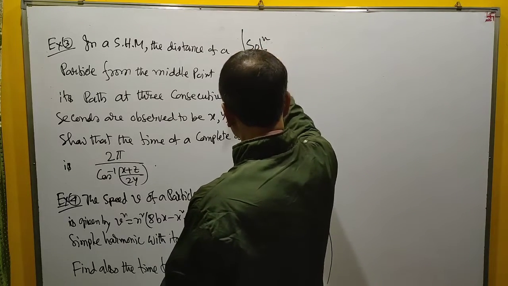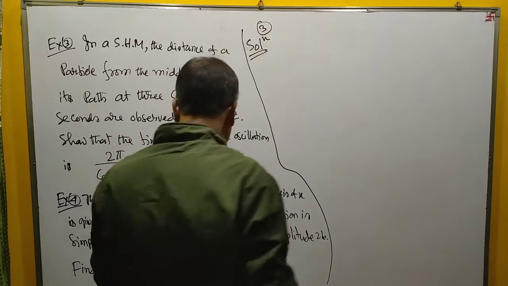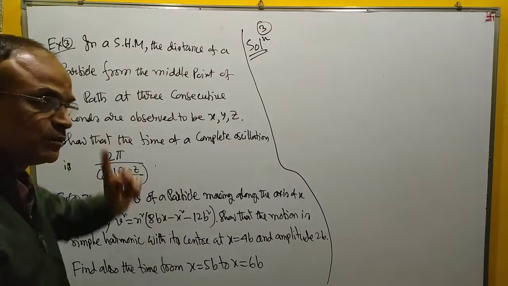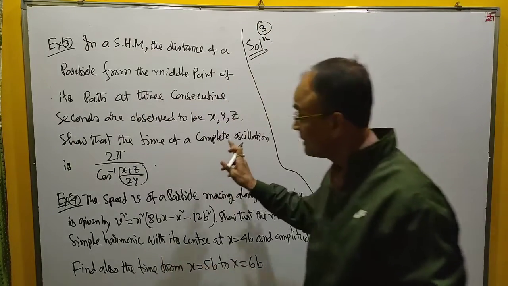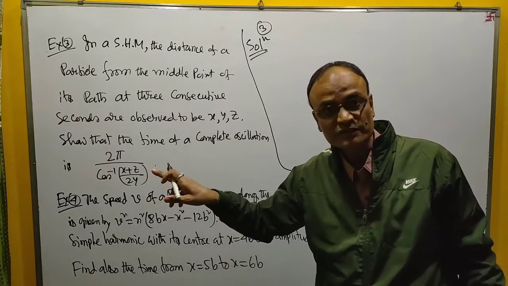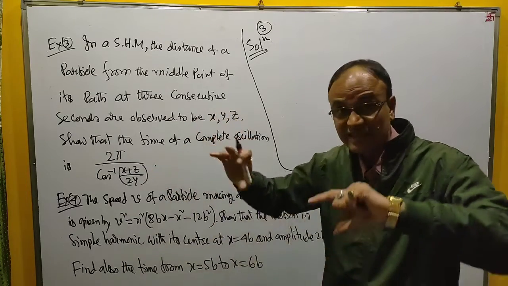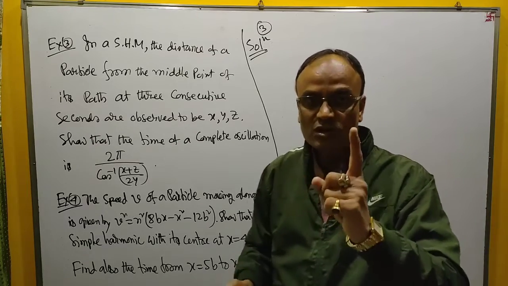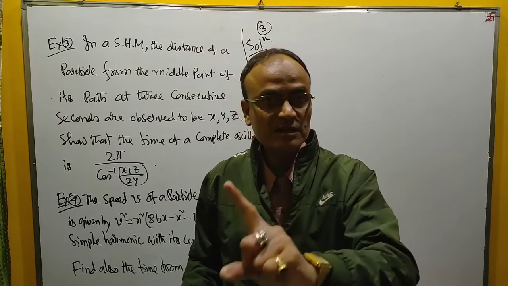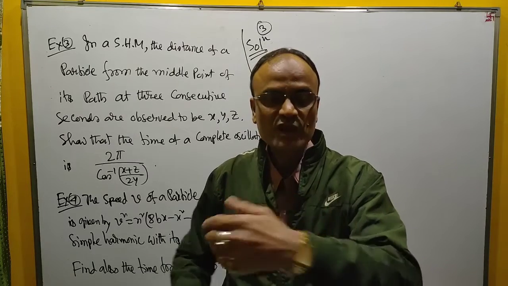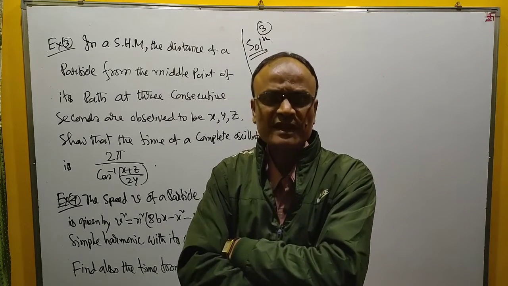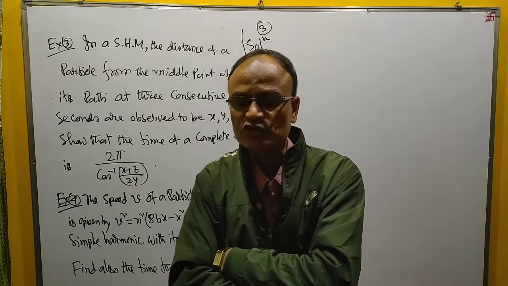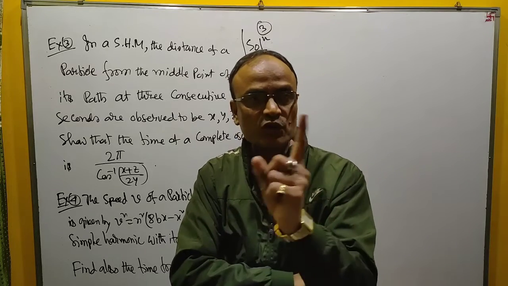Solution of number 3. In simple harmonic motion, at 3 consecutive seconds means the distance is given in terms of time. You should remember the formulas, the results of simple harmonic motion, of course. x double dot equal to minus mu x.